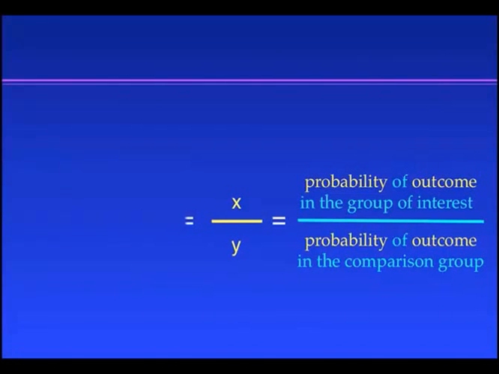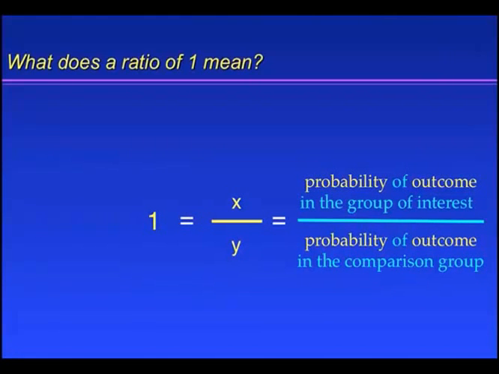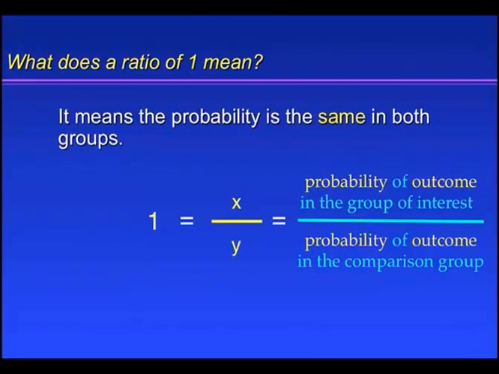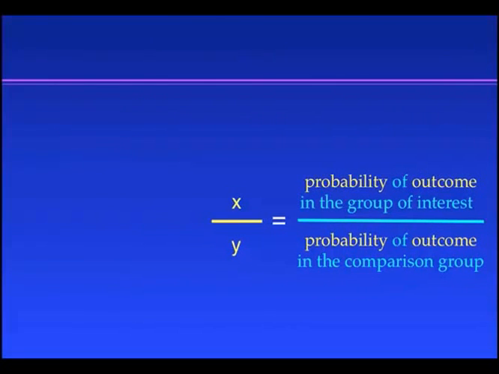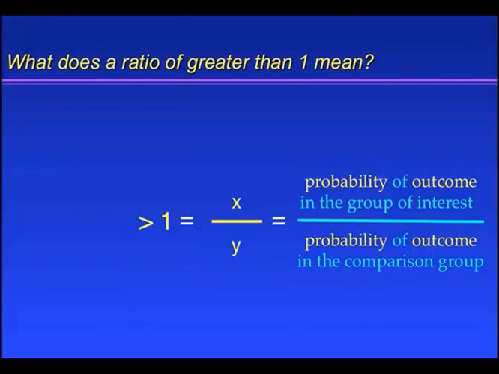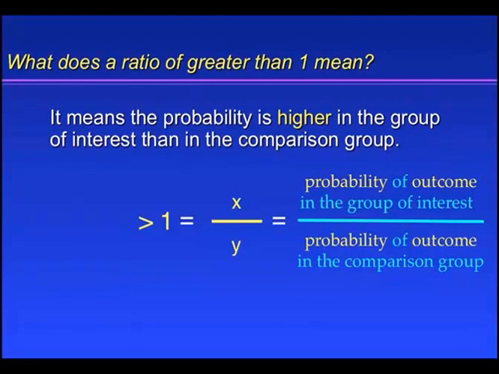Now, let's just say that ratio equals 1. What does a ratio of 1 mean? Well, it means that the probability is the same in both groups. Now, what if the ratio was greater than 1? It means that the probability is higher in the group of interest than in the comparison group.